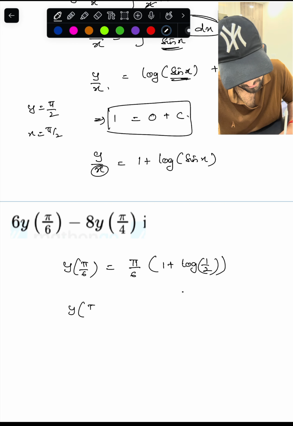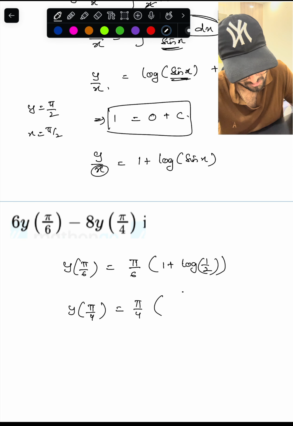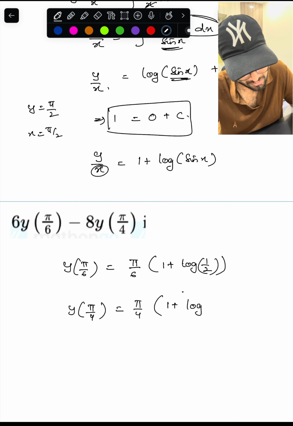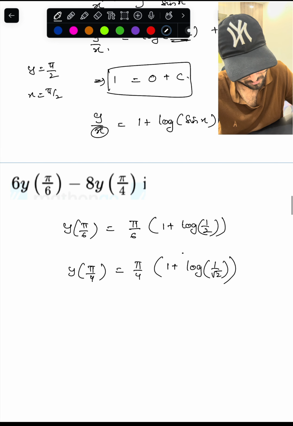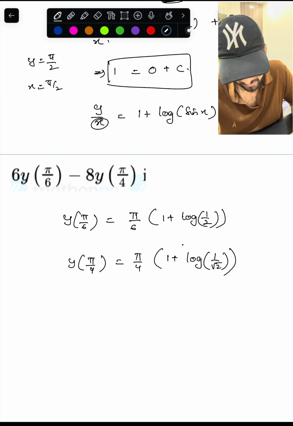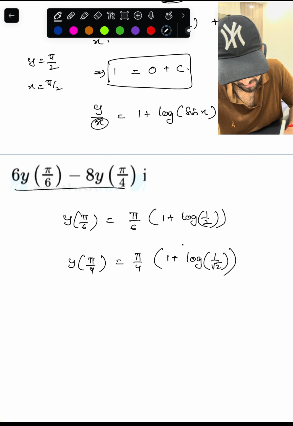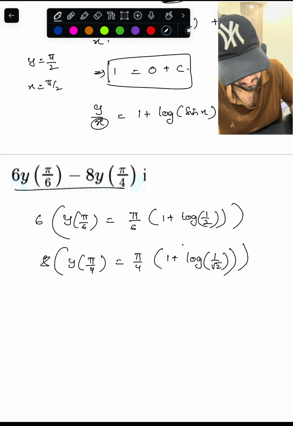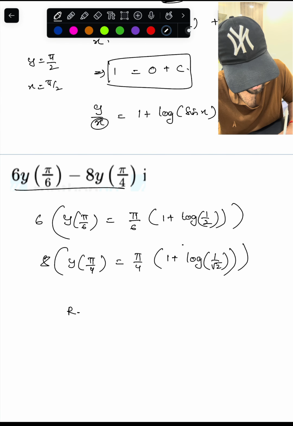Again, you can calculate y of pi by 4, which is pi by 4 times 1 plus log of 1 by root 2. Right? So sin pi by 4 means 1 by root 2. So what we can do is 6y minus 8y, this one. Multiply with 6, multiply with 8, and subtract it. Required will be, pi by pi cancels out.